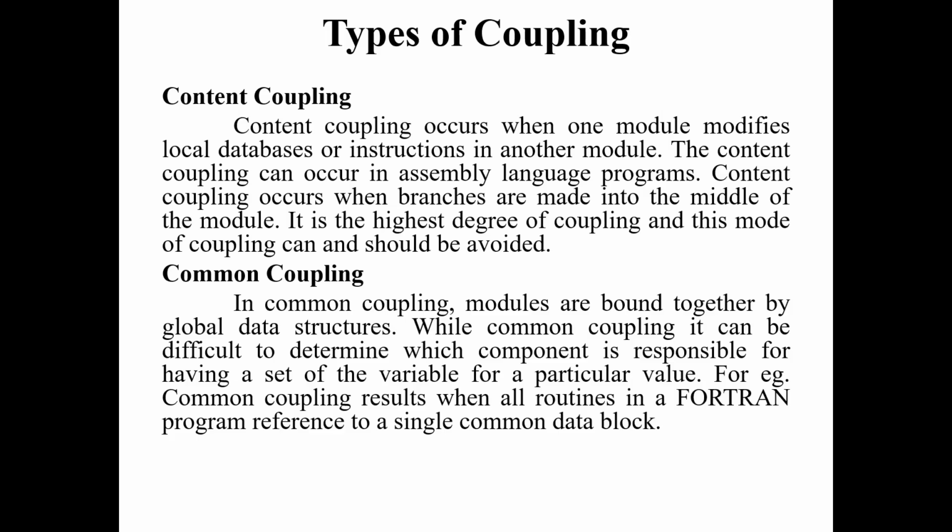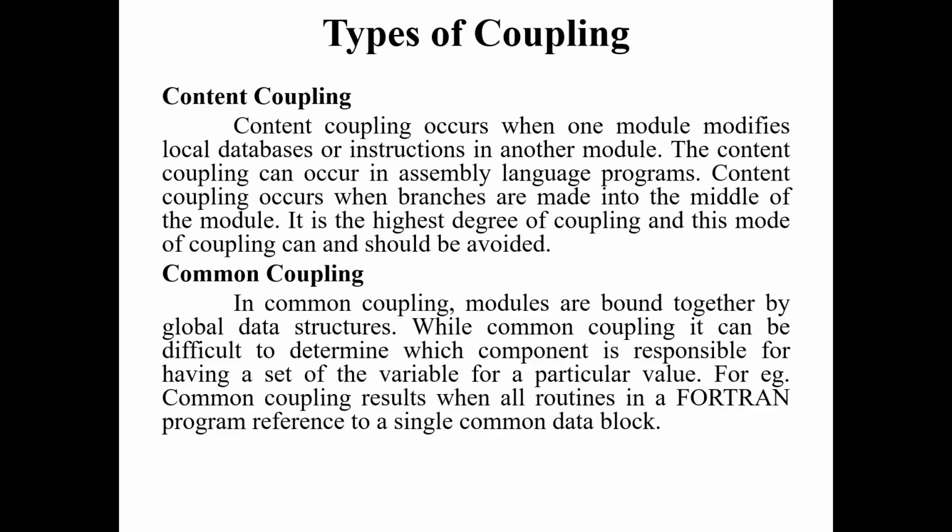The first one is content coupling. Content coupling occurs when one module modifies the local data or instructions in another module. Content coupling can occur in assembly language programs. It occurs when branches are made into the middle of a module. It is the highest degree of coupling, and this mode of coupling can and should be avoided.